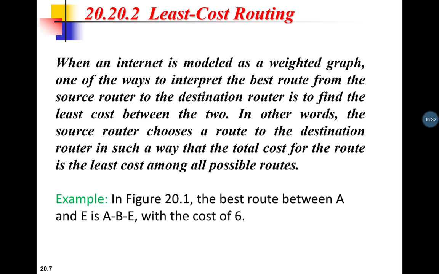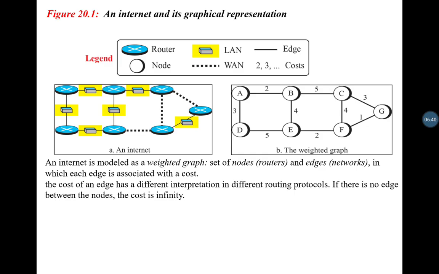So, in the example figure 20.1, which we have seen here, this is the figure. Here we can see the weighted graph. Here, the best route between A and E, if you consider in this figure A and E, A to D to E is 8, A to B to E is 6.